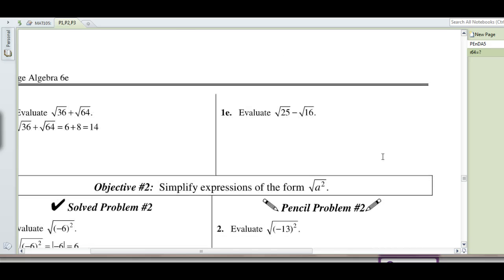Notice here, though, the 25 minus 16, differently than the previous example, is not all underneath the square root. So here we have to do the square root separately before we combine. So simplify before combining.